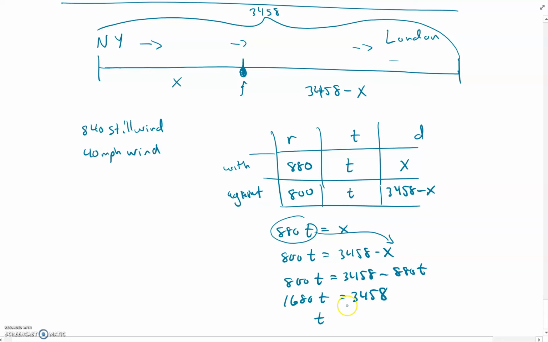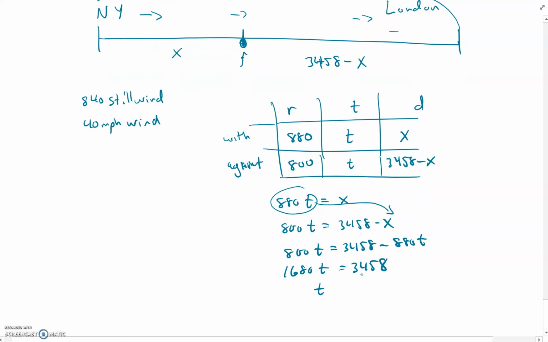And then divide 3,458 by 1680, and you get 2.0583 repeating. I'm going to round to 4 decimal places. So that's the time to be the same. Now remember, x is the distance back right here. Well, x is 880 times t. So multiply that number times 880, that should be x.